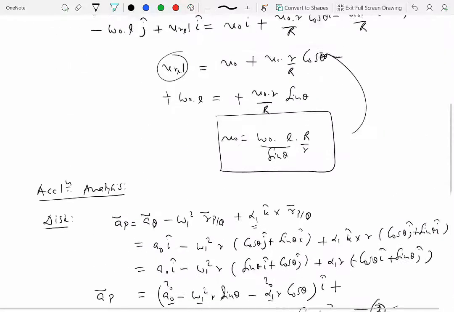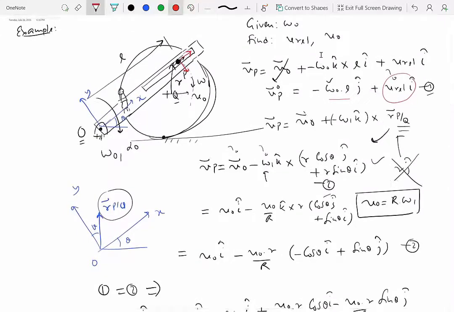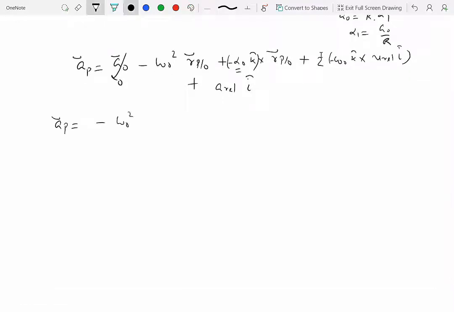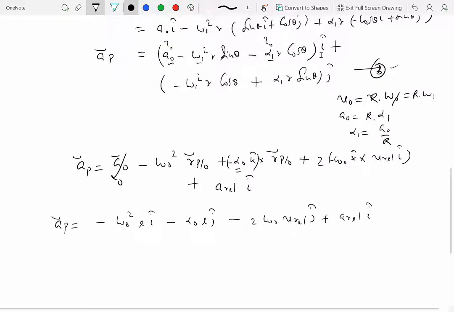So r of P, what is that position vector? That position vector is this vector from here to here, right? That's this. So that's actually L i hat. That's easy to write. So we know that at least some of the vector quantities in one reference frame are easier to write. Okay, so minus omega 0 squared, this is L i hat, minus alpha 0, this is k cross L i. k cross i is j, so that's minus alpha 0 L j hat, minus 2 omega 0 times v relative, k cross i is j, and then plus a relative i hat. So this is the equation that is simpler to write.